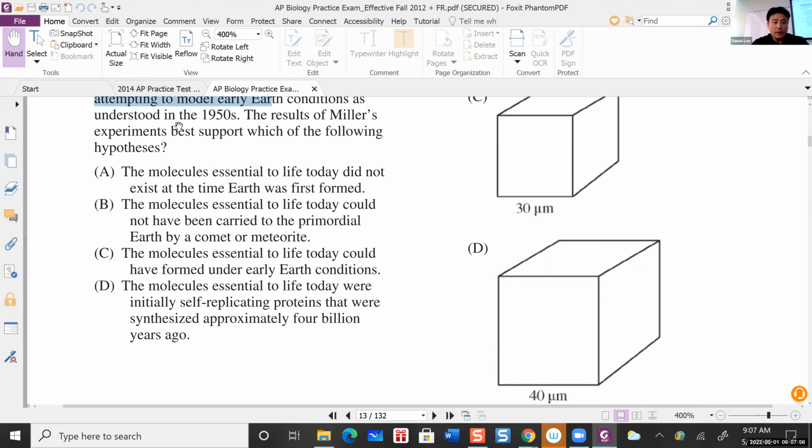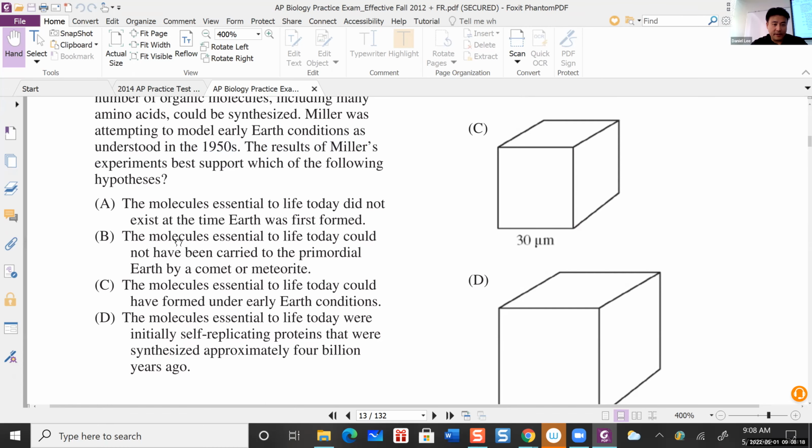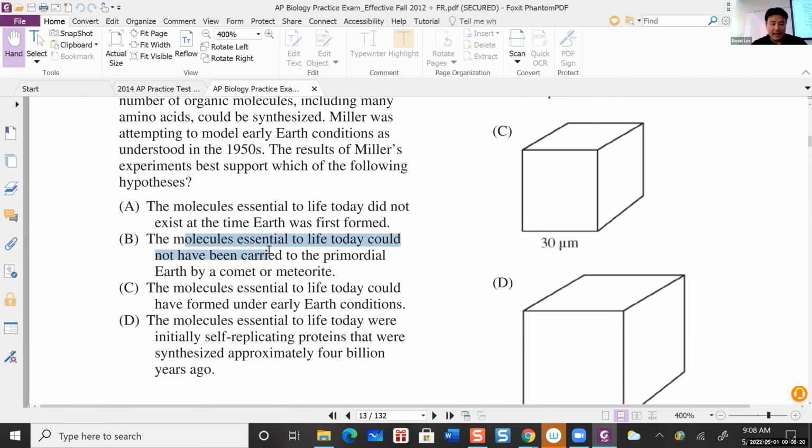So which of the following best supports the hypothesis, right? So if you look at that, with these choices, you have to go through each one of them and eliminate. So for example, the molecules essential to life did not exist at the time Earth was formed. Okay, well, this is a true statement. How about the second one? The molecules essential to life today could not have been carried to the primordial Earth by comet and meteorite. So this one should be a throwaway because that's not the purpose of the experiment, a meteorite, okay?